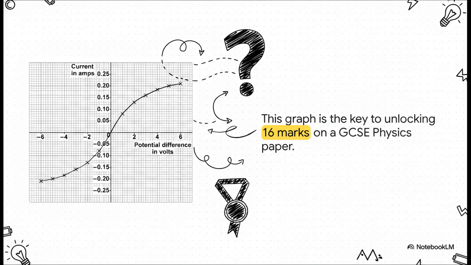Now, it might just look like a simple graph showing the current and potential difference for a filament lamp, but hidden inside this curve and the questions that go with it are 16 potential marks. That is a massive chunk of a paper.